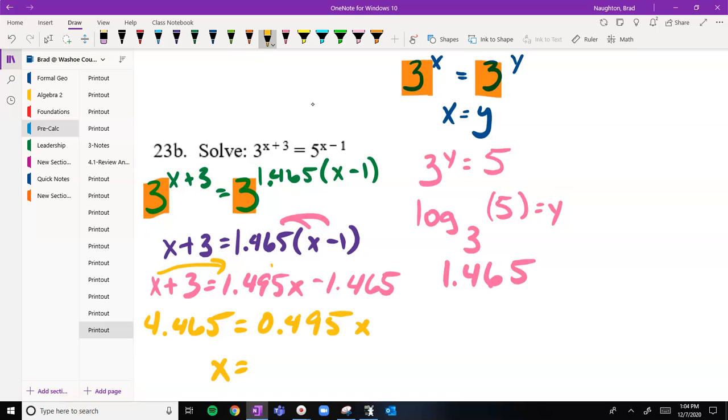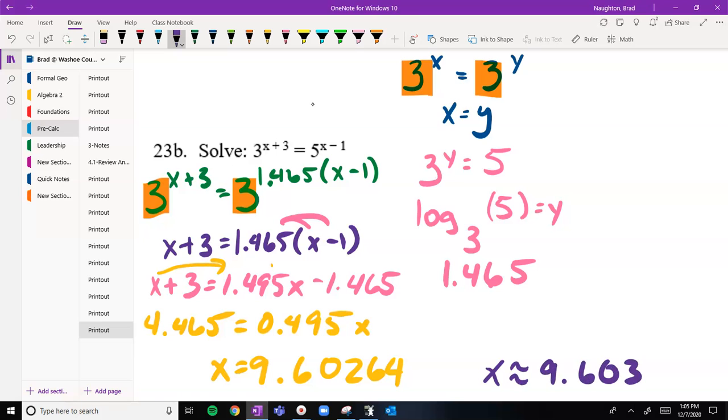Thank goodness we get a calculator. And so this is going to be 9.60264. So if it's me, I would stop at 3 decimal places. So I would say that x is going to be approximately, I'll use my little approximate, 9.603 after rounding.